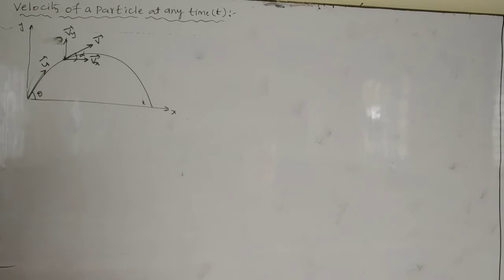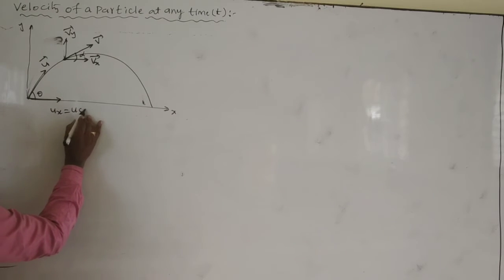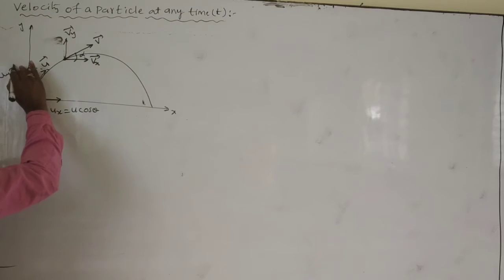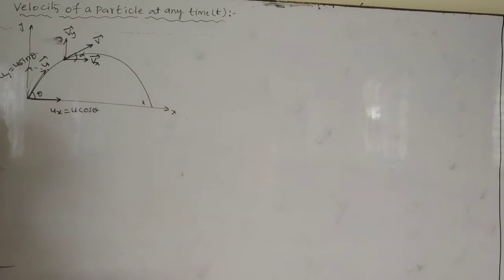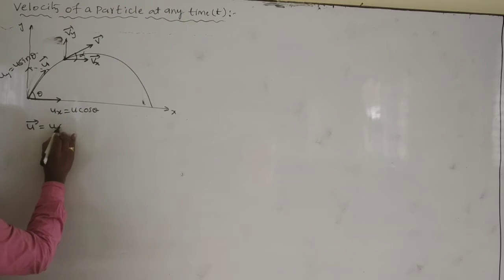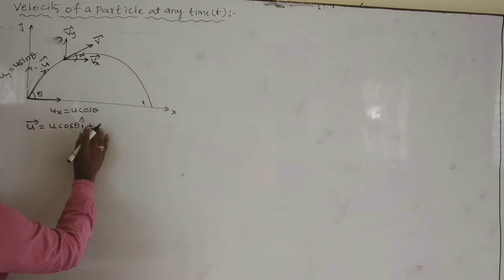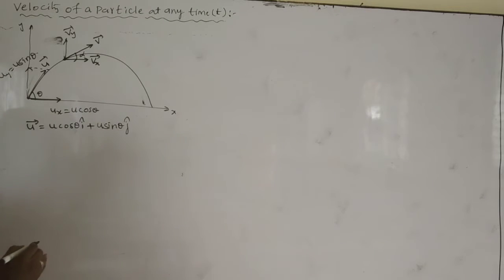Now the initial velocity is resolved into two components: ux equal to u cos theta and uy equal to u sin theta. Now what is the initial velocity vector? The initial velocity vector u bar equals u cos theta i cap plus u sin theta j cap.